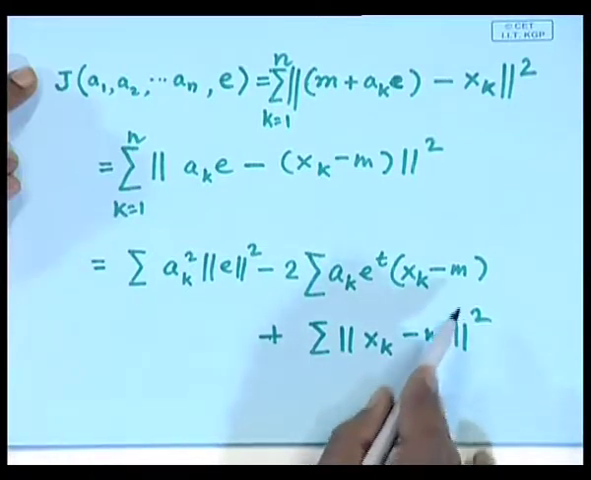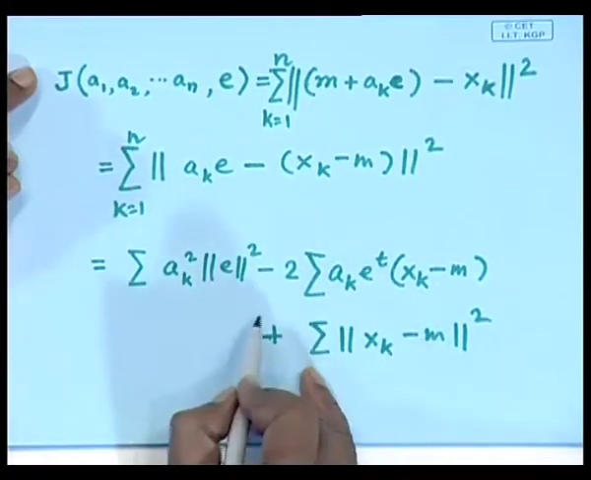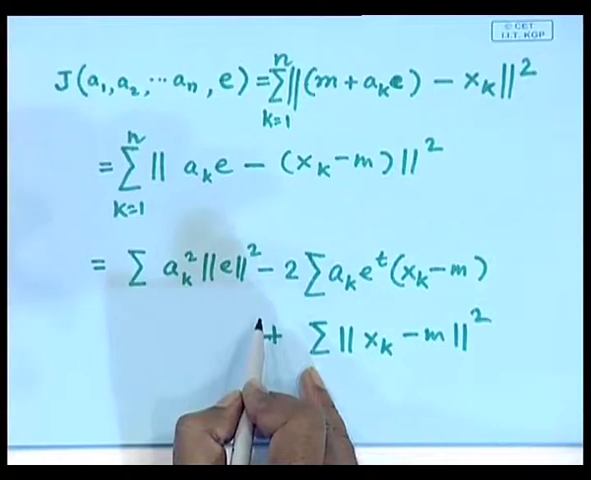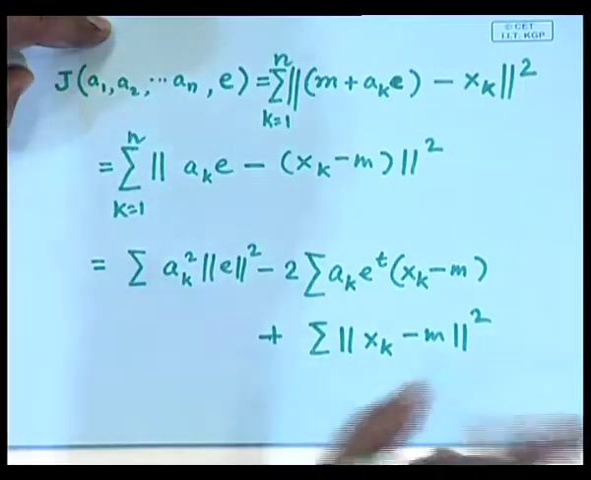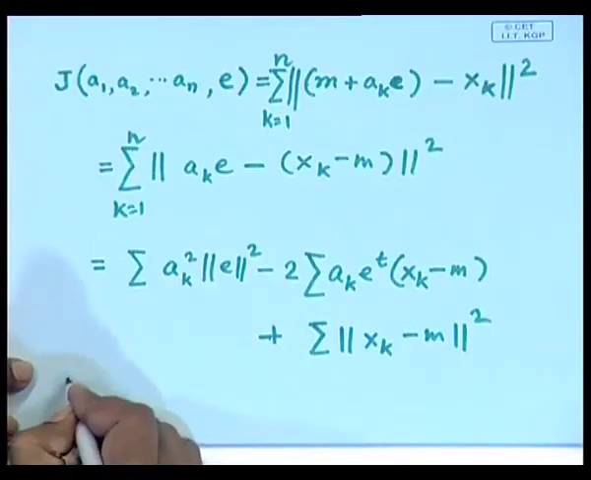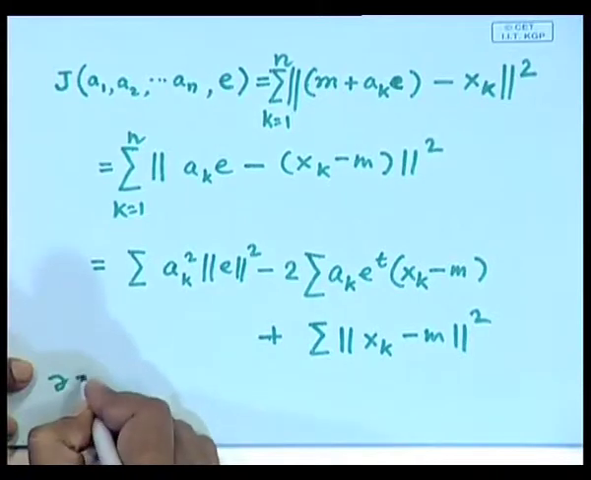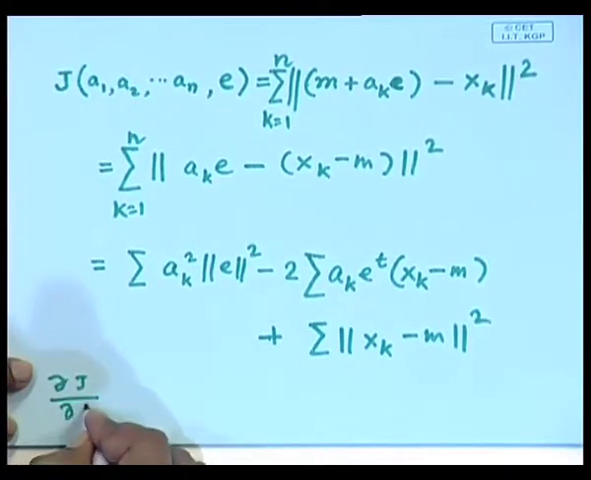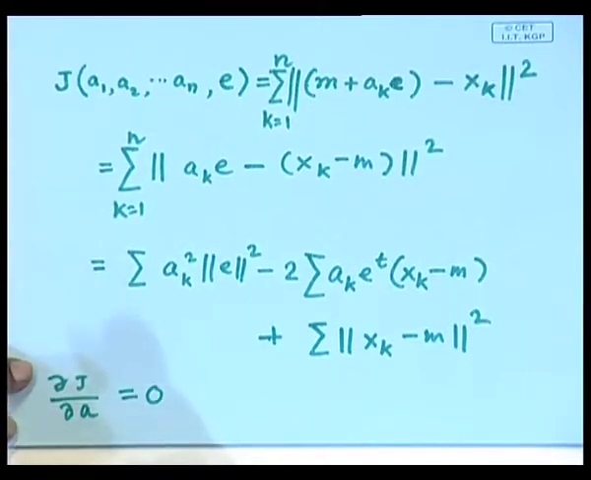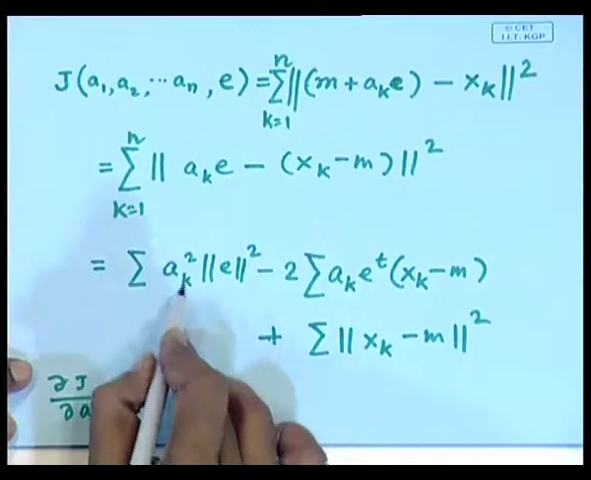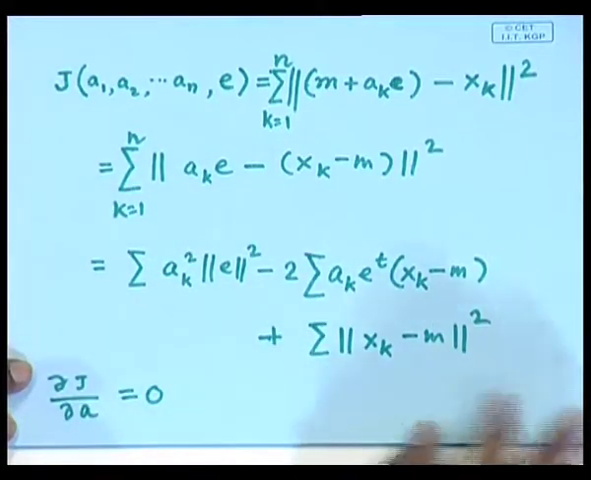What I want to do is minimize this sum of squared error by varying the values of a. For that, I have to take the differentiation of this with respect to a, equate that to 0, and solve for the values of a. So, effectively, I want to take the gradient of J with respect to a and equate that to 0. And by solving this, I get the values of the different a.